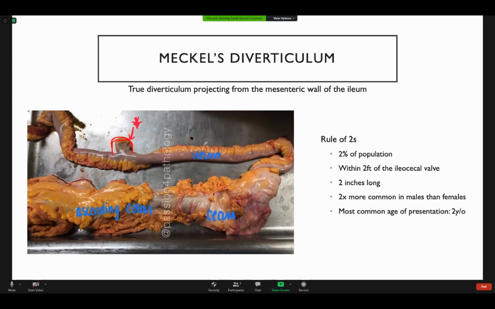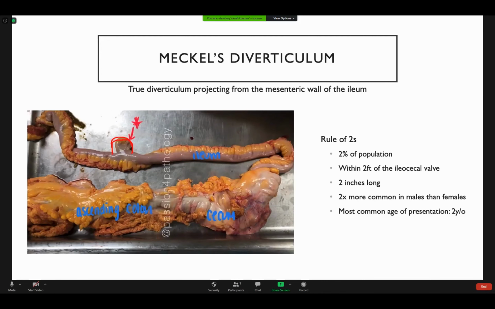Now, of course, there are some that go completely unnoticed. They're asymptomatic, and that's exactly what this case was. This is from an autopsy case, and this was just an incidental finding when I was opening up the bowel. And I got really excited about it because it's a Meckel's, and they're not super common. But this one was completely asymptomatic, no problems at all with this. But it's pretty variable. Sometimes you will have some symptoms, and it just depends on how severe it is.